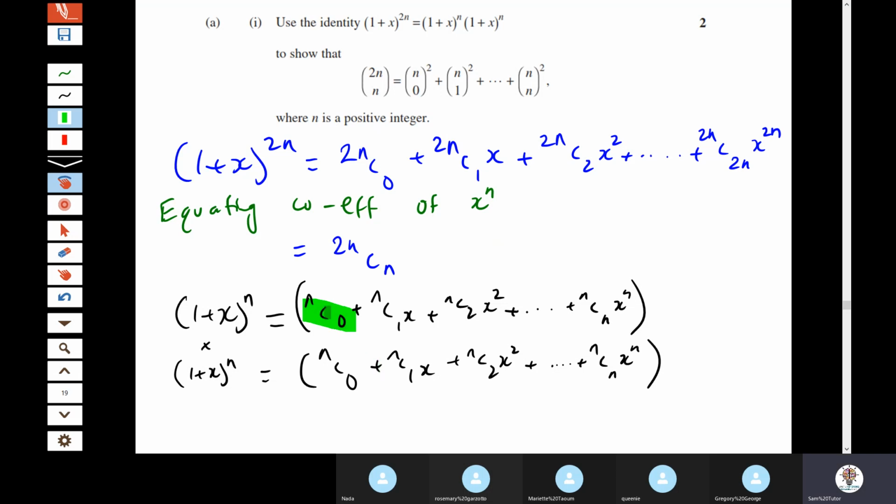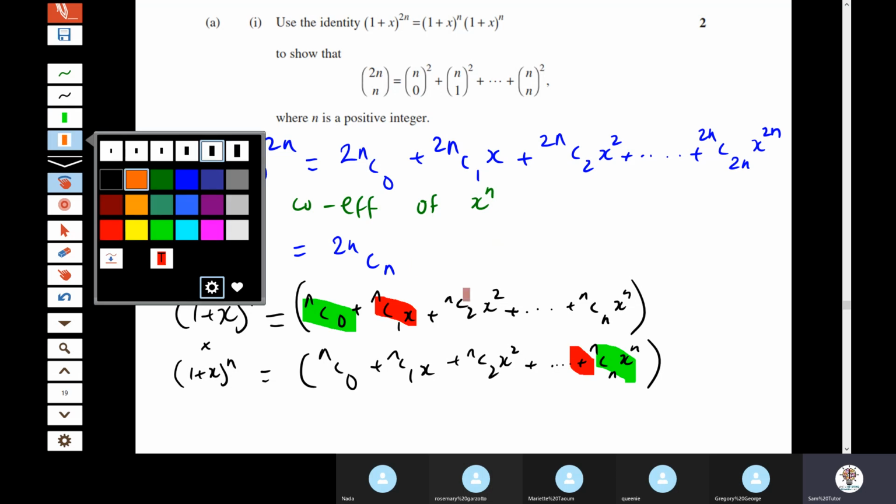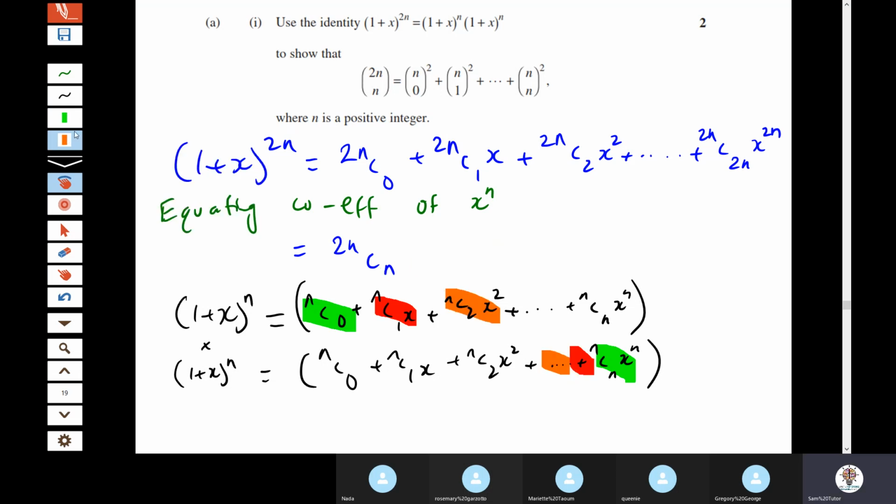First one with x to the n. Remember, you're expanding this. Last one. Then second one with second last one. Third one with third last one, and so on and so on, until you get to the last one here with the first one here. Does that make sense?